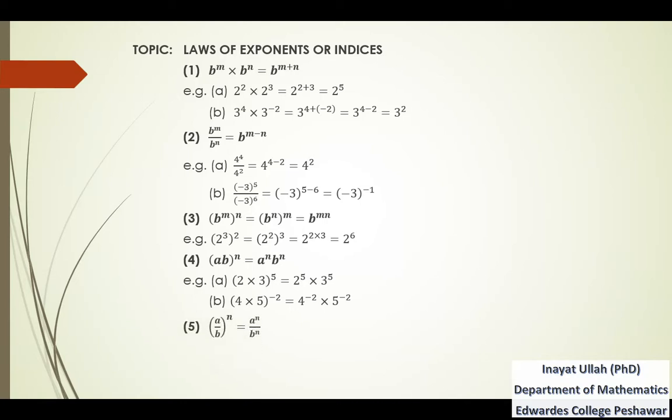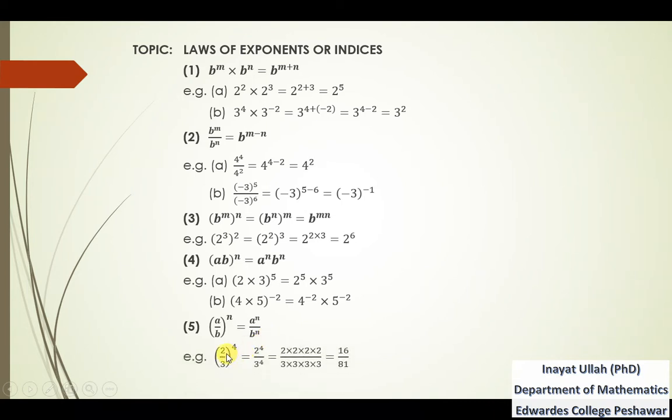Now the fifth rule is, whenever there is a whole power on the division of two numbers, (a by b) to the power n, this is a whole power on the division of two numbers. So (a by b) to the power n can be written as a power n divided by b power n. What does it mean? It means that we can split the power on a as well as on b. So that is a power n divided by b power n.